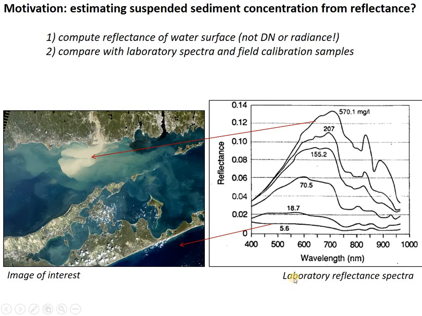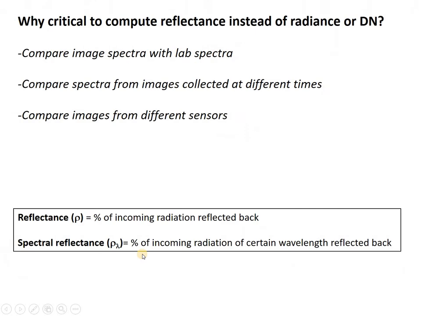Because the illumination conditions between the lab and the image are going to be different. So by definition, you'd get really different radiance measurements between a lab sensor and a satellite sensor. But the reflectance, that unitless reflectance, should be the same. So that's an example of why we might want to convert radiance in a satellite image into reflectance.